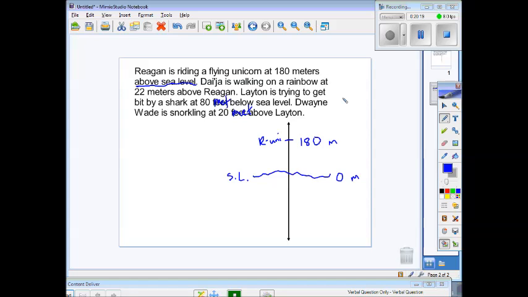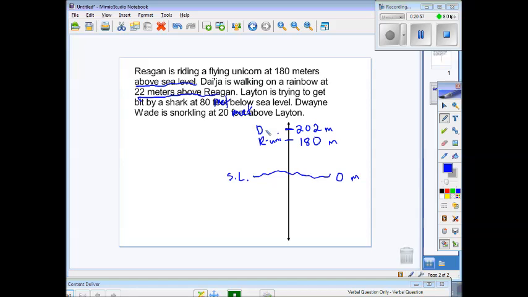Now, this is where most of you were pretty good from what I saw. Does it say 22 feet above sea level? Or 22 meters? A lot of people want to do this, right? Is that correct? No, because it doesn't say 22 meters above sea level. It says 22 meters above where Reagan is riding that unicorn. So we have to think, what would 22 meters above this be? Wouldn't it just be 180 plus 22? Yeah, absolutely. So we know that Deja is going to be up here at 202 meters.